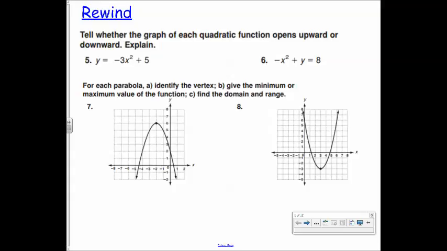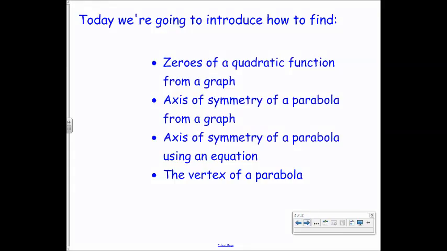Okay, so we're going to move on, and we're going to talk about 4 more things that we need to know about quadratics and the graphs of parabolas. So the first thing we're going to talk about is the zeros of a quadratic function and how we find those from a graph. Then we're going to talk about the axis of symmetry from a graph. And then we're going to talk about how to find the axis of symmetry using an equation. And the last thing we're going to talk about kind of puts all of that together, because it's how to find the vertex of a parabola if we just give you an equation.